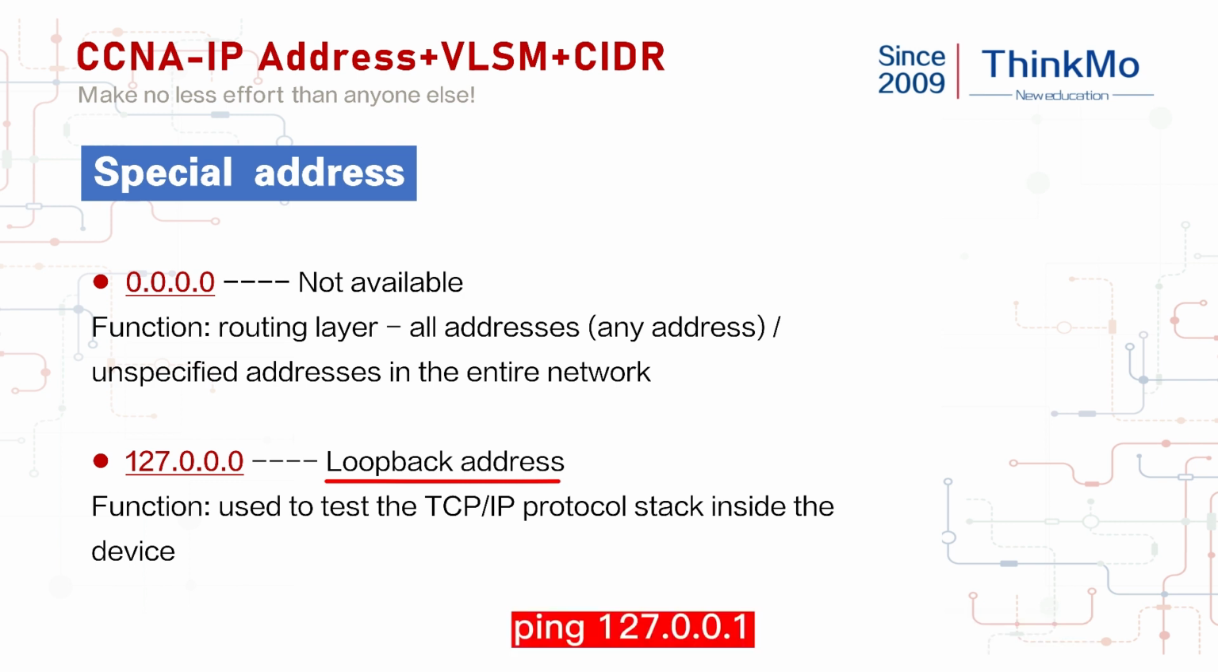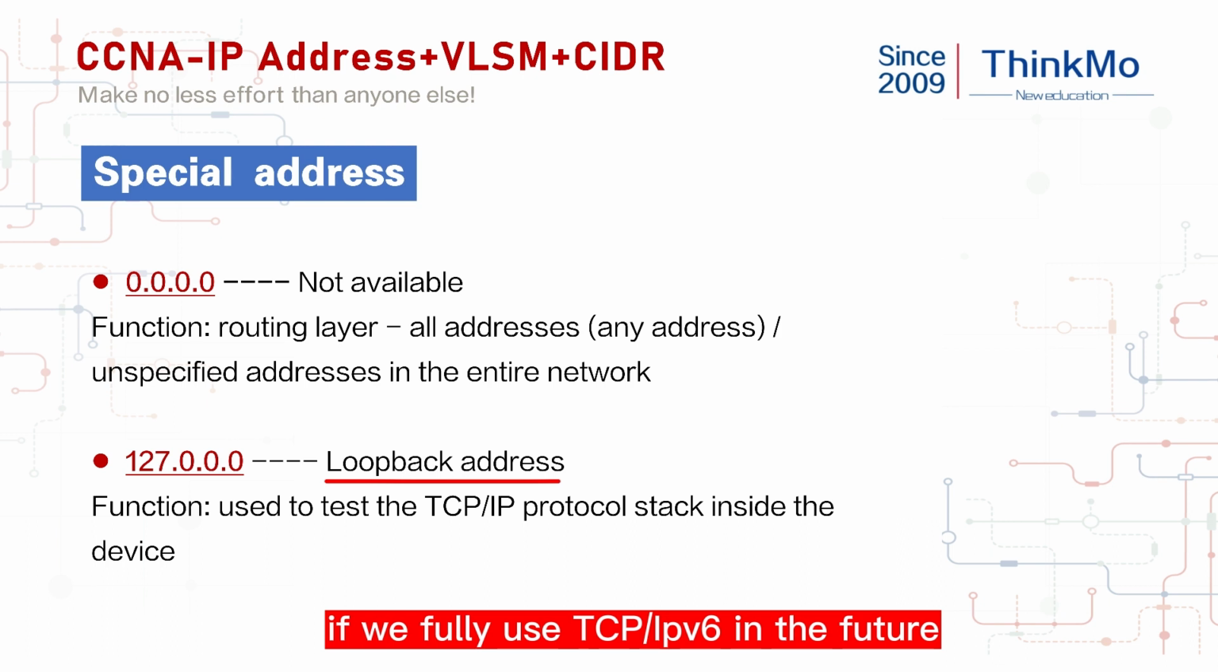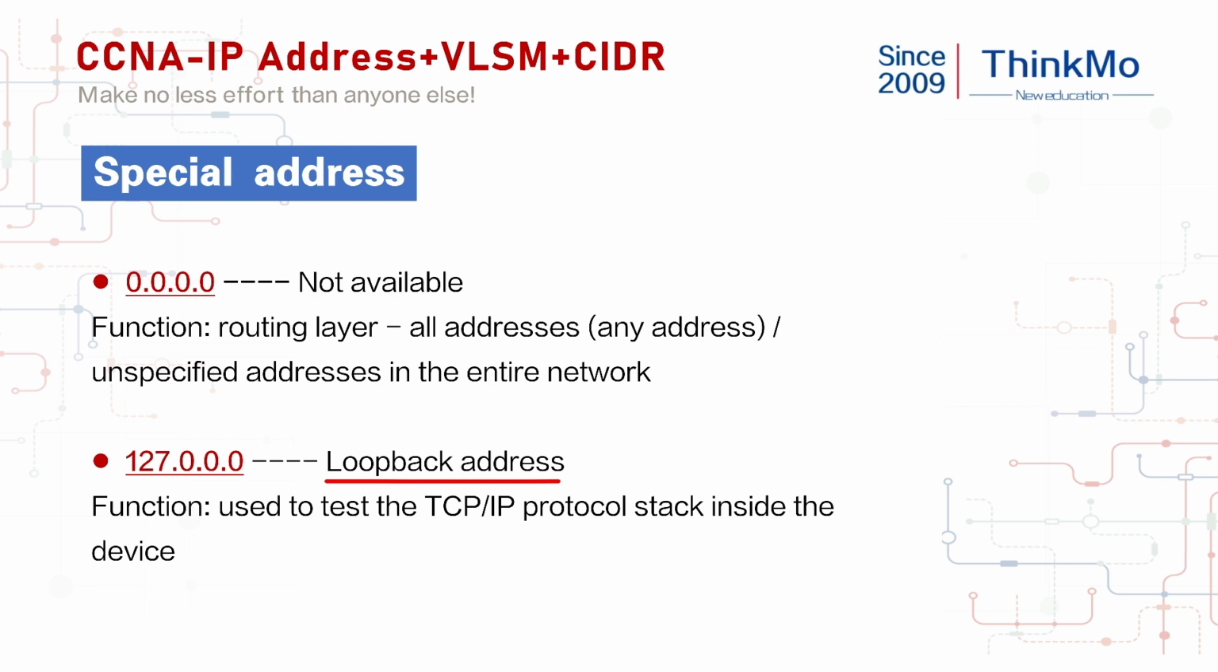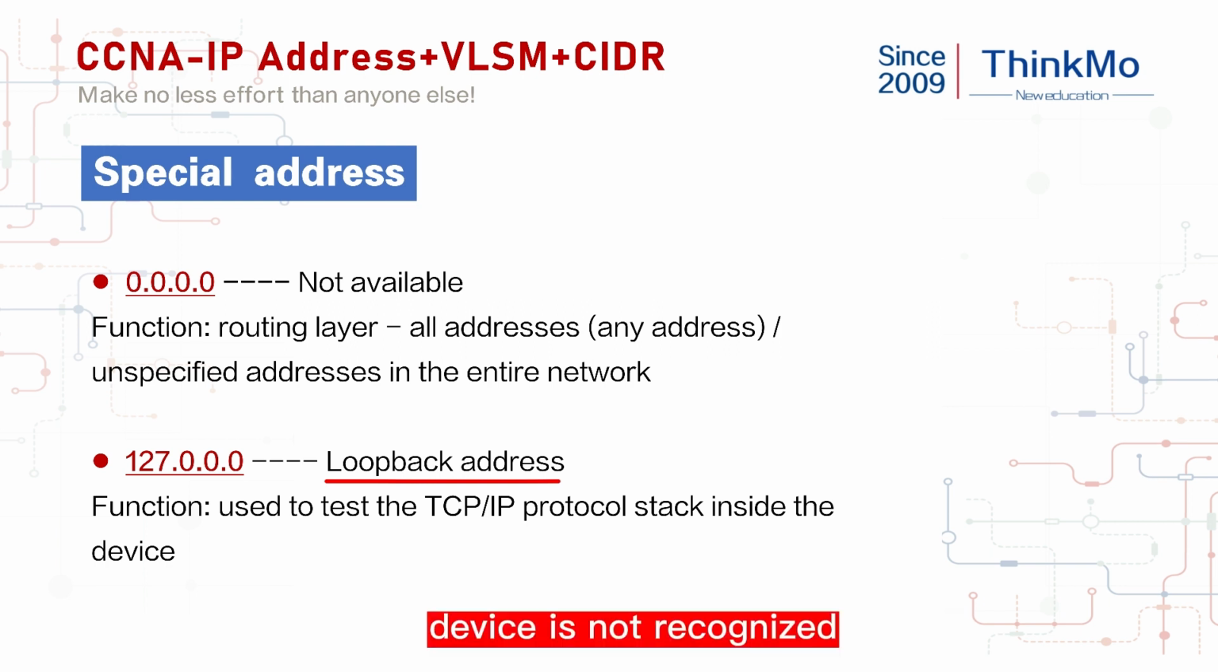Ping 127.0.0.1. If the ping is successful, it means the test is complete, because only TCP/IPv4 can recognize such an address. If we fully use TCP/IPv6 in the future, that is, V6 doesn't know the address of V4 at all, the device does not recognize it. If you install an IPX protocol, overall its address will be longer than an IPv4 address.